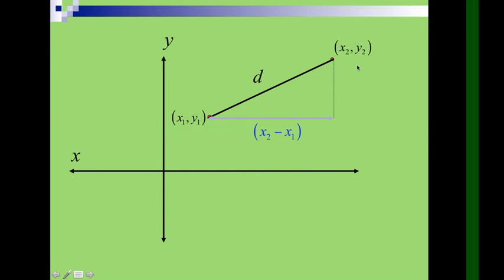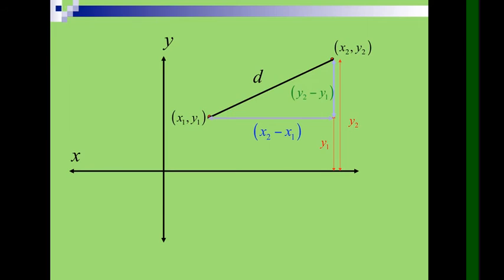On the other hand, we have this line that touches the x-axis, which is actually a vertical line up to the point of the second coordinates, which is y sub 2. And on the other hand, we have this shorter line, which is y sub 1. To get the measurement of this line, we have y sub 2 minus y sub 1.